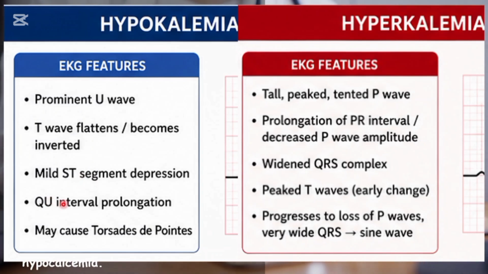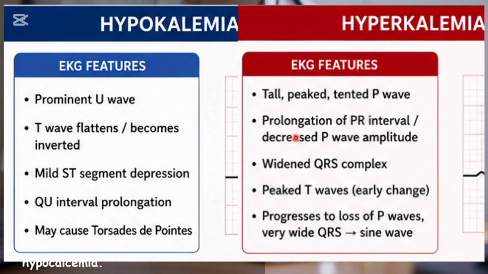And you know, when you have got a prolongation of either the QU interval or the QT interval, we tend to have an abnormal arrhythmia called the torsades de pointes or the polymorphic VTAC. So you have to be very cautious when dealing with clients with hypokalemia. Remember, hypokalemia is potassium level below 3.5 millimole per liter.